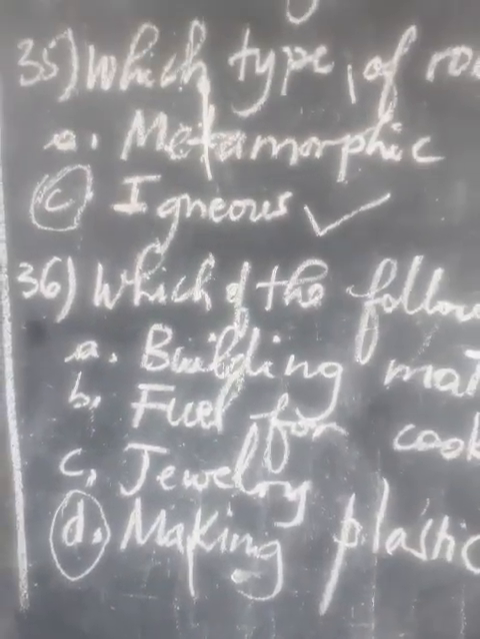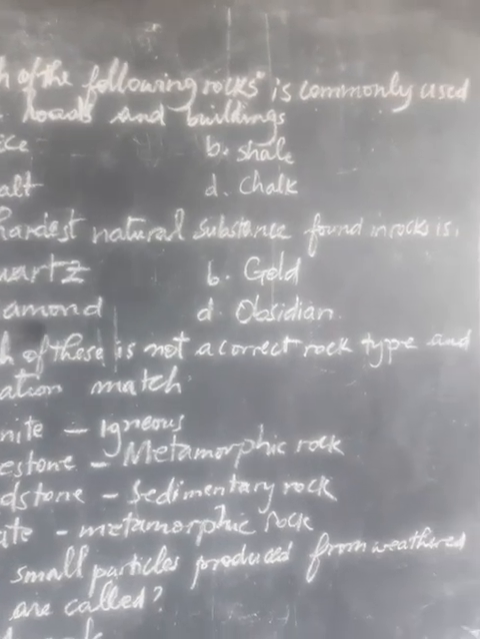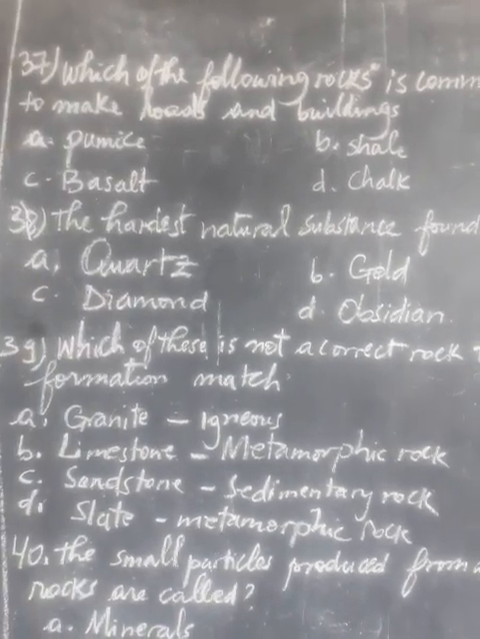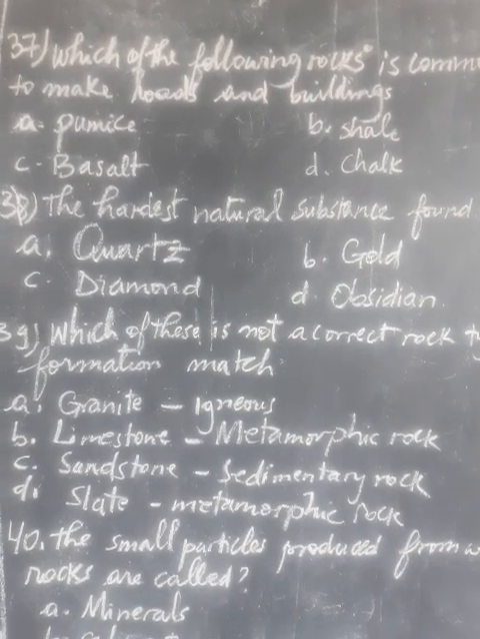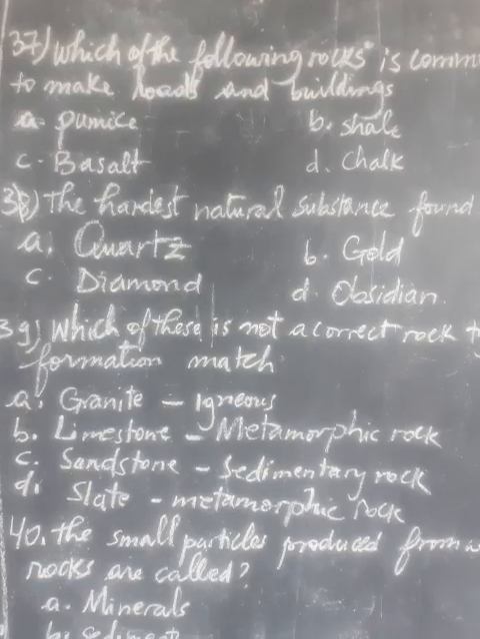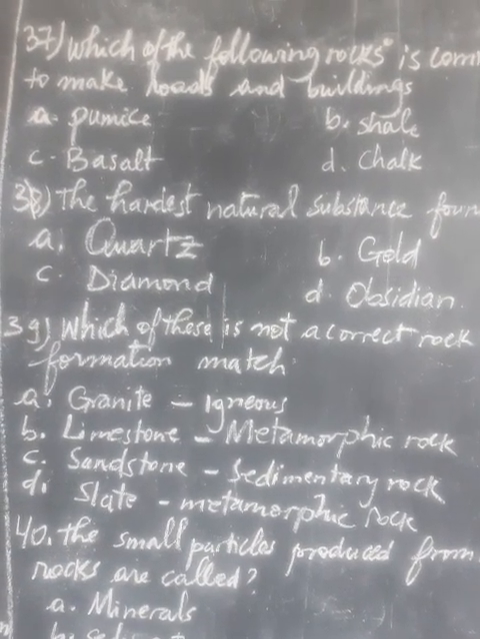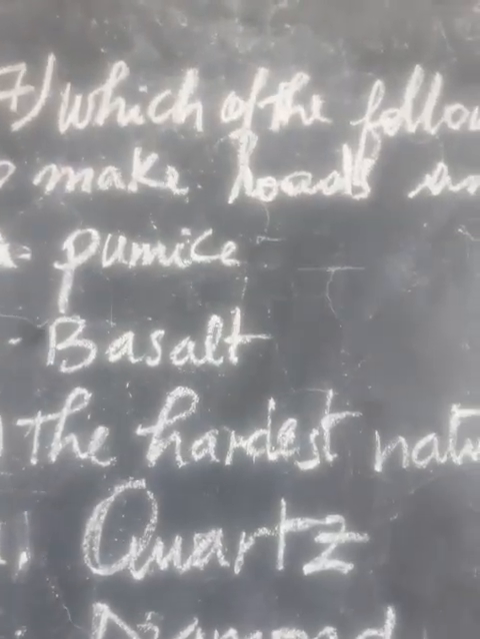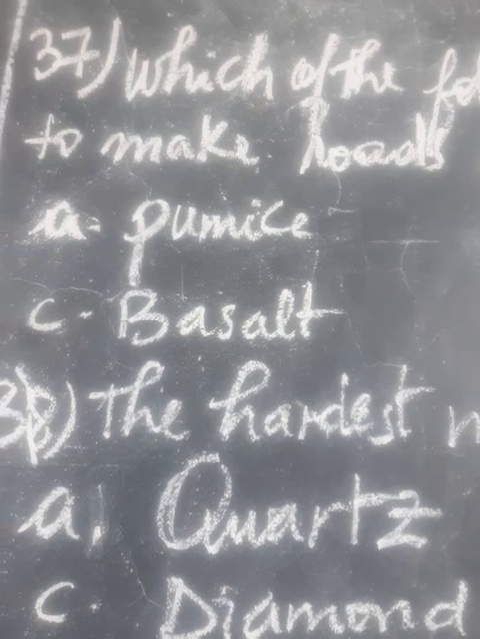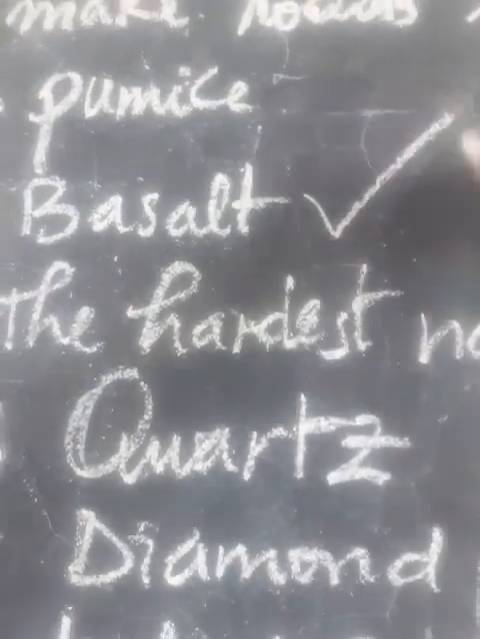Let's go to question number 37. Which of the following rocks is commonly used to make roads and buildings? A. Pumice. B. Shale. C. Basalt. D. Chalk. The correct answer is C, because basalts are used in the building of roads. So the correct answer is C, which is basalt.